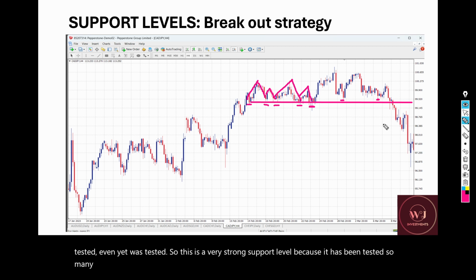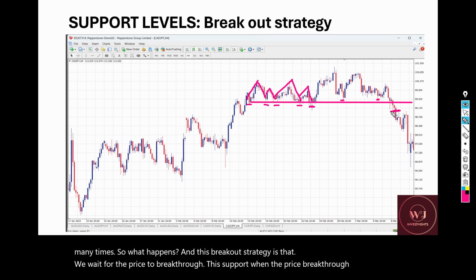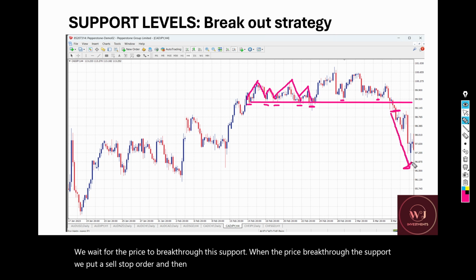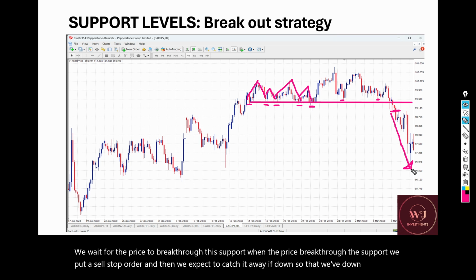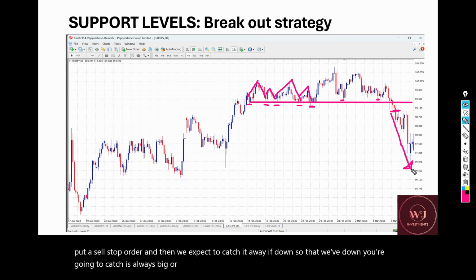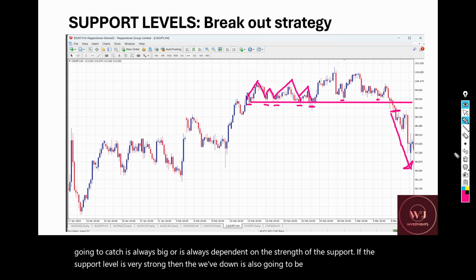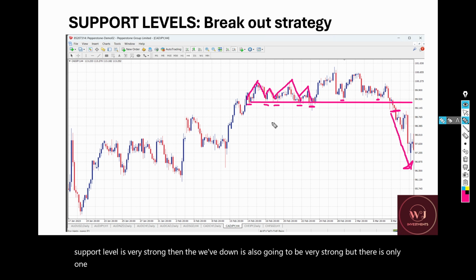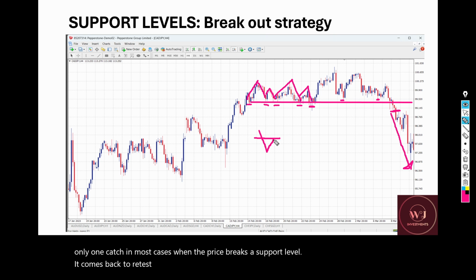So what happens in this breakout strategy is that we wait for the price to break through this support. When the price breaks through the support, we put a sell stop order, and then we expect to catch the wave down. The wave down we are going to catch is always dependent on the strength of the support. If the support level is very strong, then the wave down is also going to be very strong. But there is only one catch. In most cases, when the price breaks the support level, it comes back to retest this level to become a resistance, and then the price could move down. That could be the structure formed.